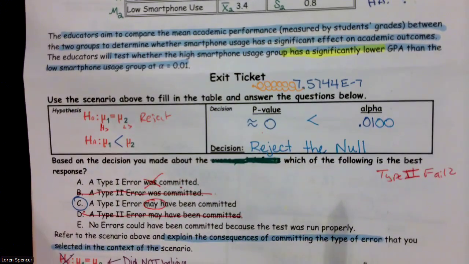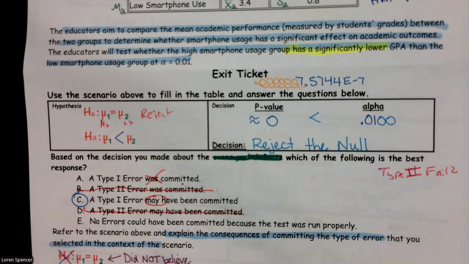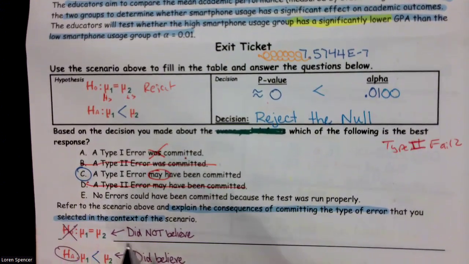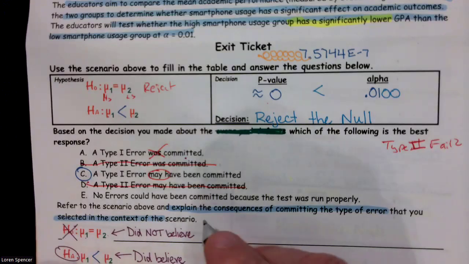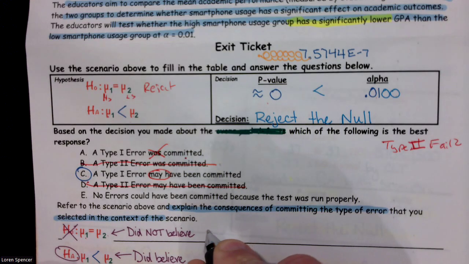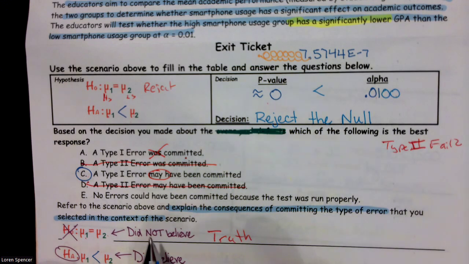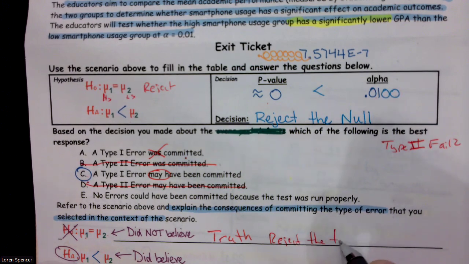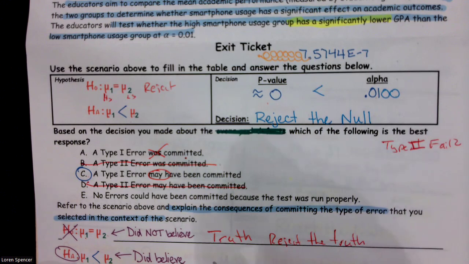So refer to the scenario above and explain the consequences of the type of error that you selected in the context of the situation. So we rejected the null. So we did not believe the truth. Or in other words, we rejected the truth and we believe the lie.